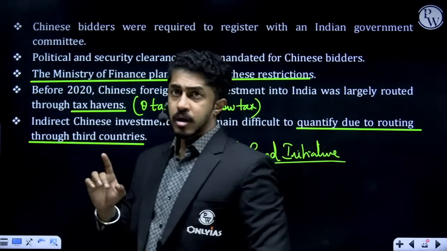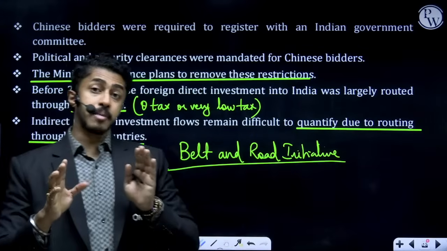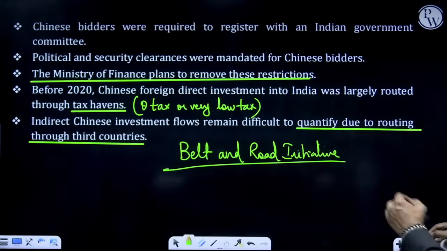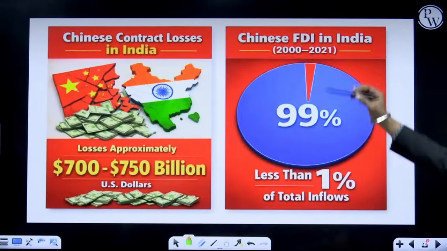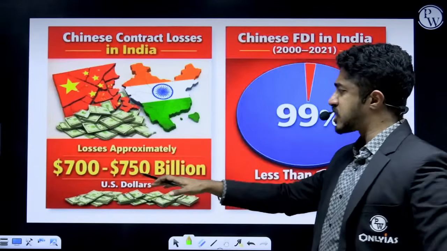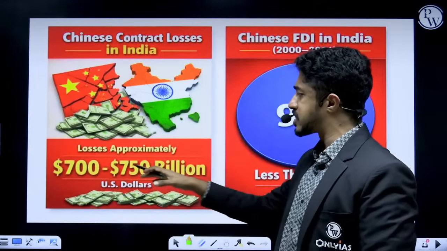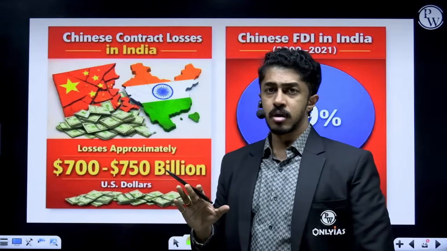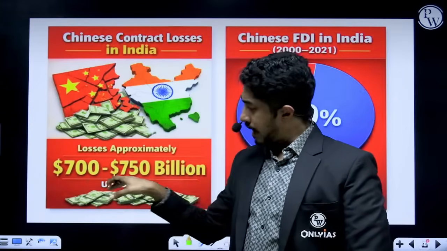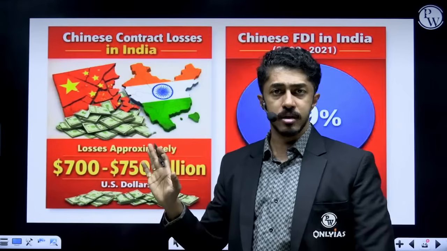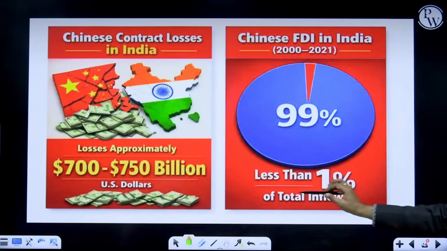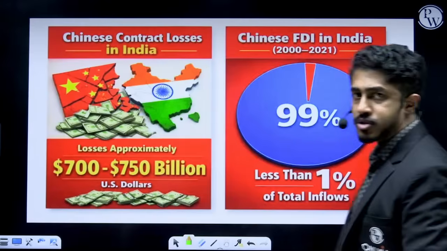Got the point here? This is what has been happening. Yeah, Mauritius is also a thing. Now, taking it further forward. Chinese contract losses in India, the losses for China is approximately anywhere between 700 to 750 billion US dollars. Around this much money, losses there. Chinese FDI in India, if you see, it is less than 1% of total inflows.